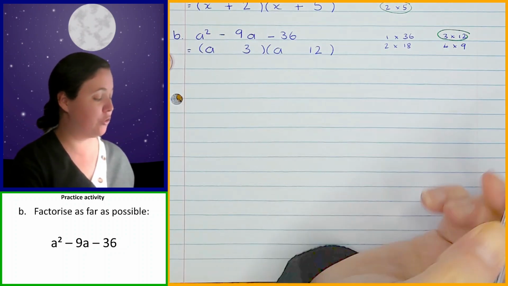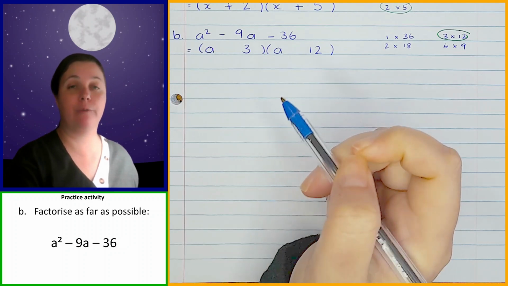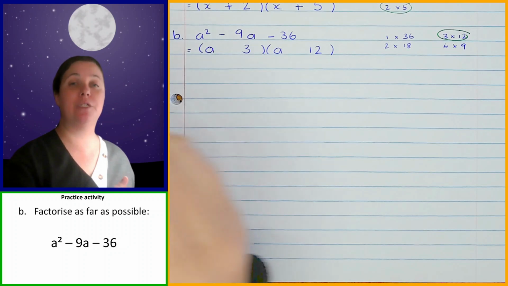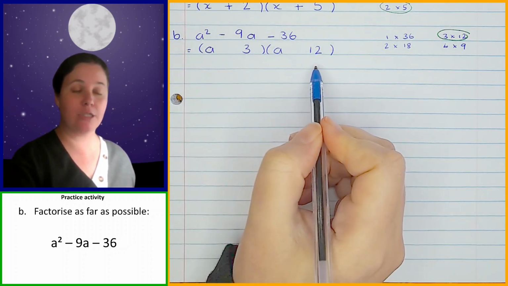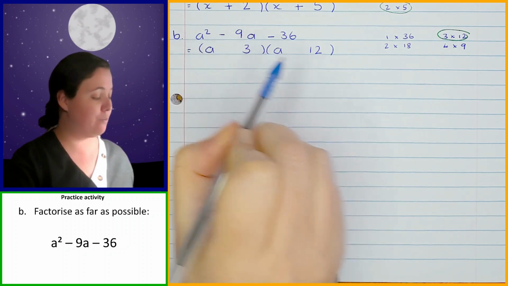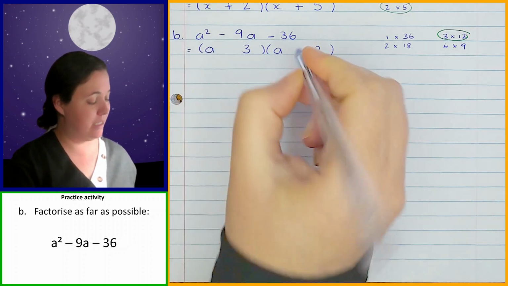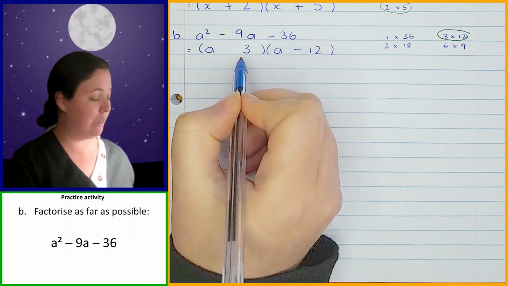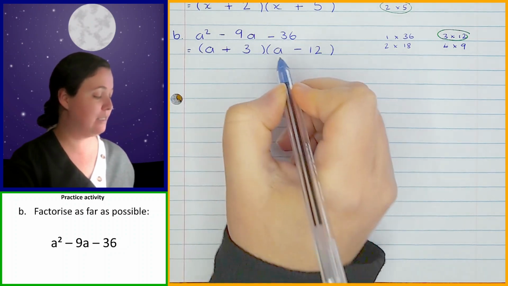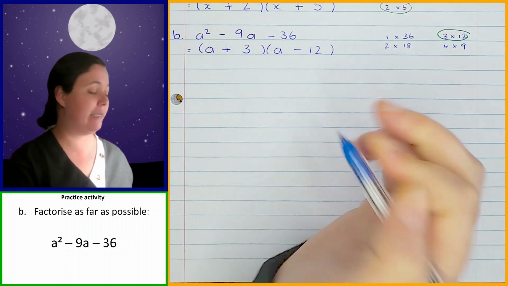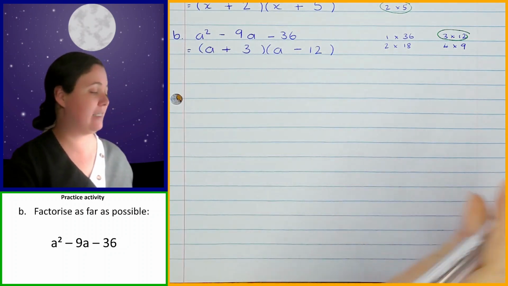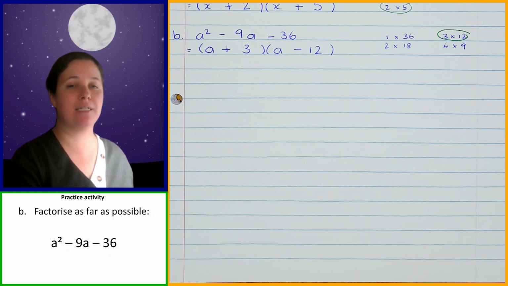Now I'm going to figure out what my signs are going to be. Remember, if the last term is negative, then the signs are going to be different. And the bigger number is going to get the sign of the middle term. So the middle term is negative. So the bigger number, which is the 12, gets the minus. And the smaller number gets the plus. So you should have got a plus 3 in your one bracket and a minus 12 in the other bracket. But again, it doesn't matter which order those brackets are, as long as the 3 is positive and the 12 is negative. Okay, let's go on to question C.